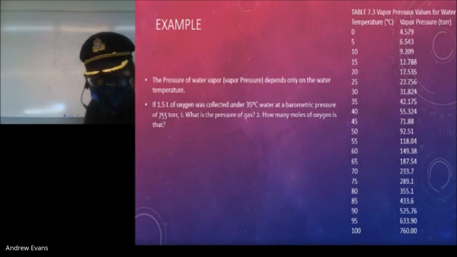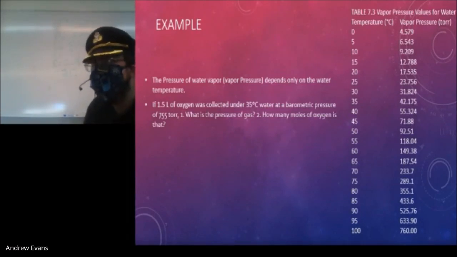So, if 1.5 liters of oxygen was collected under 35-degree water at a barometric pressure of 755 torr, 1, what is the pressure of oxygen? And 2, how many moles of oxygen does that actually count as?